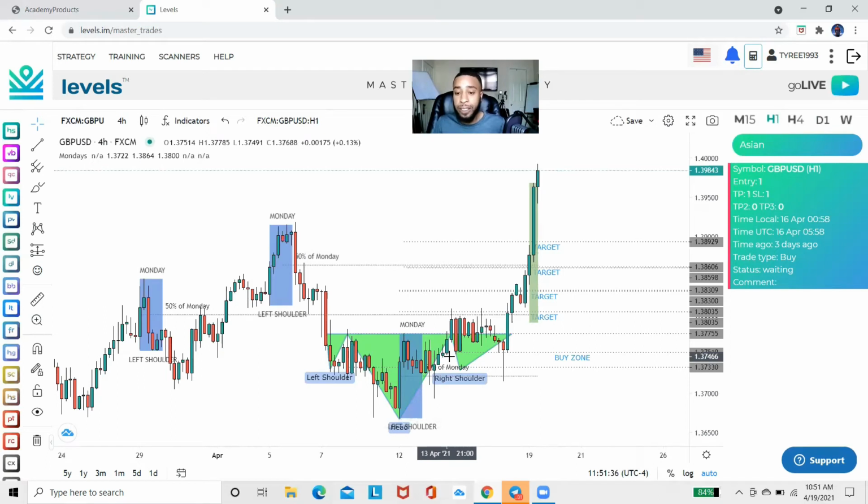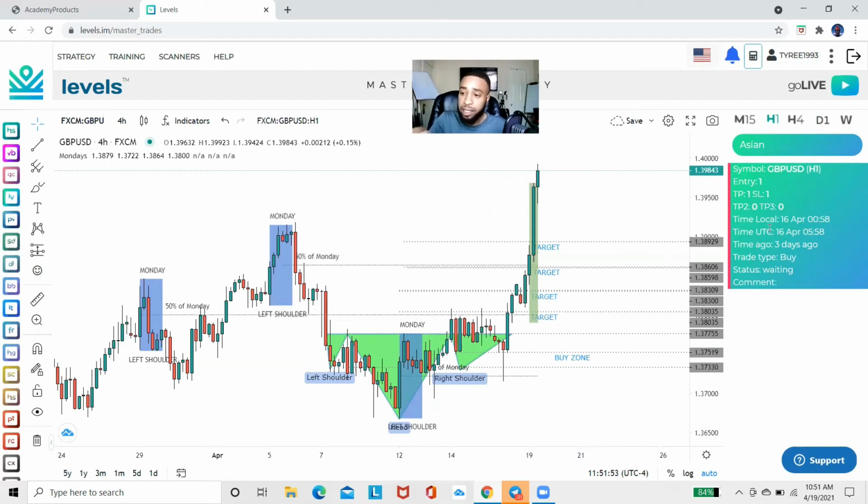What does it mean to be inverted? Inverted means you're going to be looking for a buying opportunity. If it were just a regular head and shoulders, you'd be looking for a sell. But specifically because it's inverted, you're going to be looking for a buy. That means it's an upside down head and shoulders, meaning you want the market to go up.